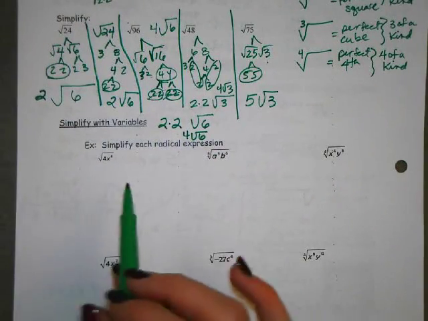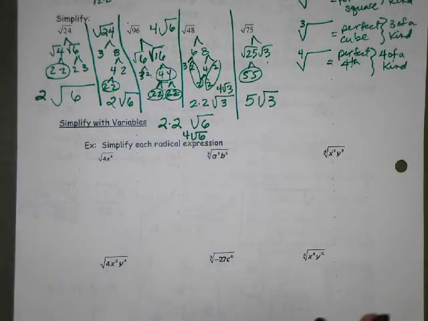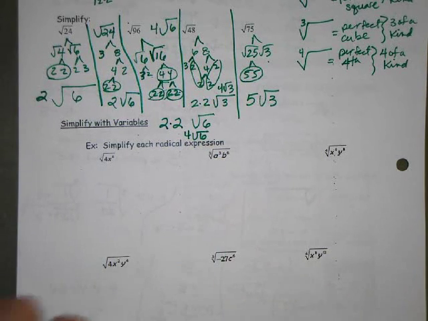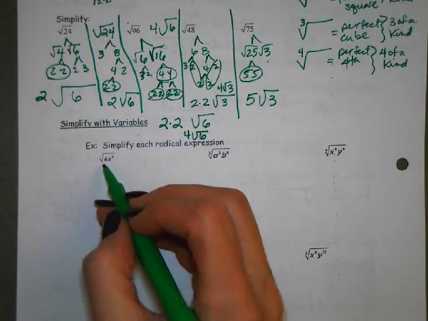Okay? Alright, so now we get moving on to where we have variables. This is all numbers, and the variables are going to be the same thing. However, I think variables are a little bit easier to pull out, because you don't have to really break them down. You can just look at the exponents. The numbers are going to be exactly the same.